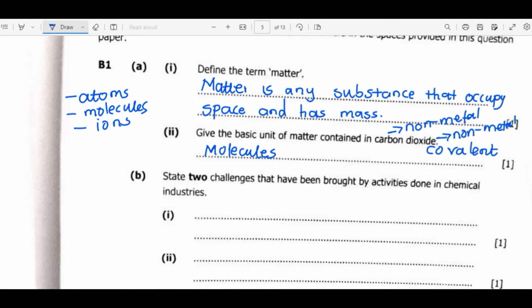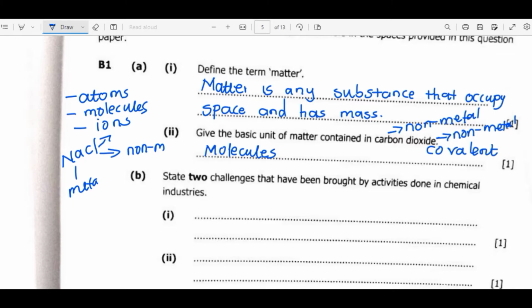So we have molecules. If this was sodium chloride, we know that sodium is a metal. Then chloride, which is chlorine, is a non-metal. The compound formed between a metal and a non-metal is an ionic compound. An ionic compound consists of basic units known as ions. So for ionic compound, we have ions. Covalent compound, we have molecules. Then if it is just an individual element, then you have atoms.